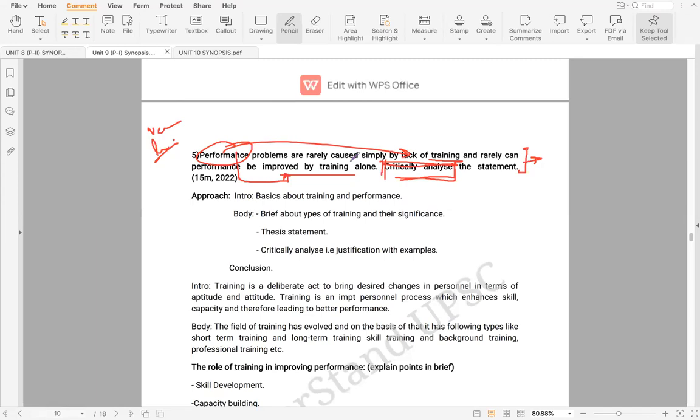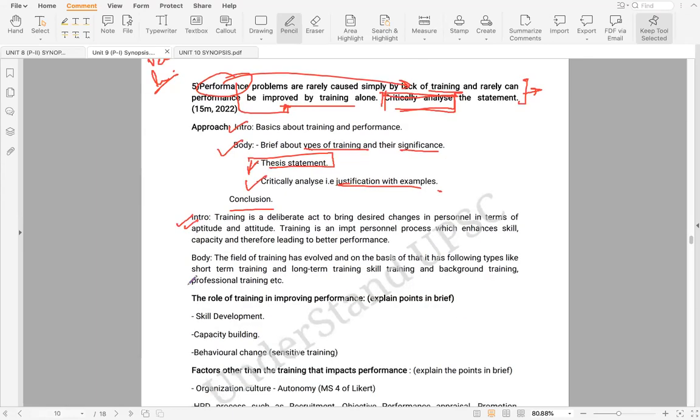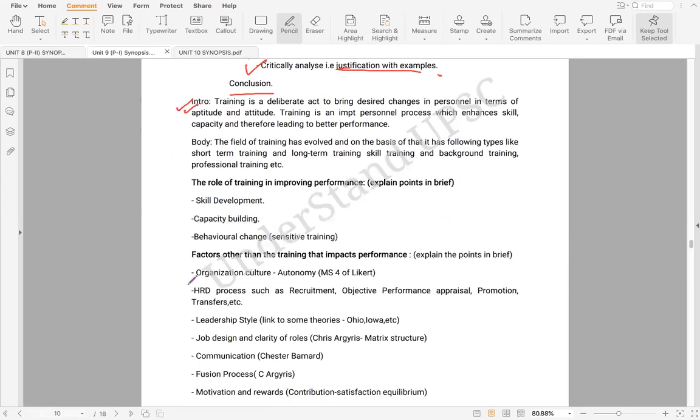So you have to talk about both the aspects, keep major focus on training, and then some subtle focus on the other aspects of human resource development practices. Introduction, basics about training and performance. Body, brief about types of training, significance, thesis statement, critically analyze, justification with examples, and conclusion. Introduction: training is a deliberate act to bring about desired changes in personnel in terms of aptitude.